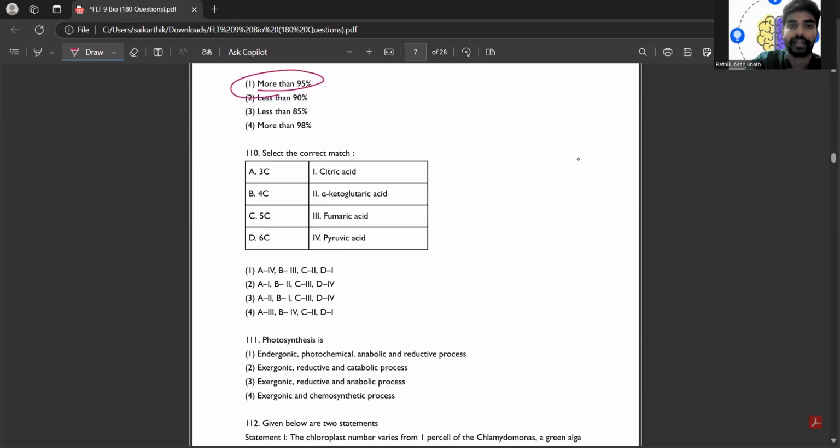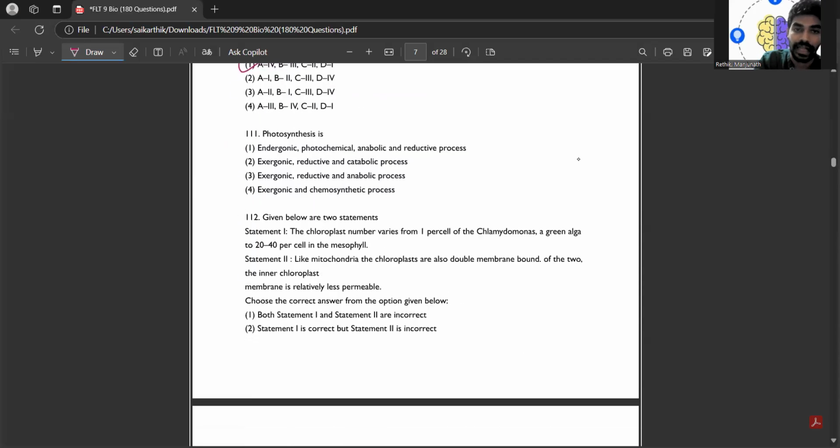110. So it's select the correct match. 3C. So this is actually from plant physiology, respiration in plants, right? So 3C will be the pyruvic acid. Then 4C will be the fumaric acid. Then 5C will be the alpha ketoglutaric acid. And 6C will be the citric acid. So option 1.